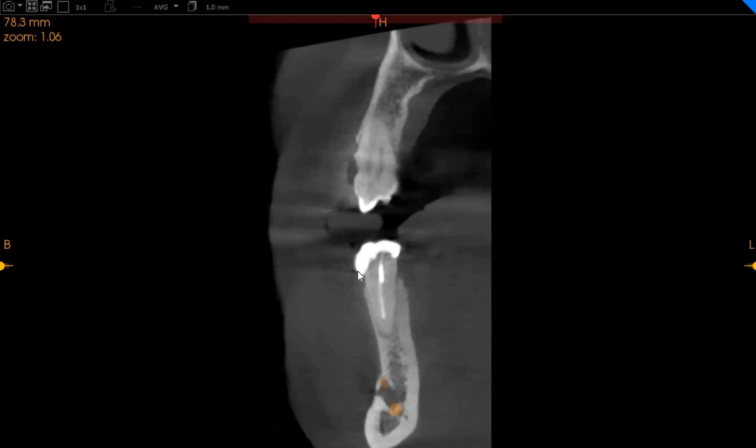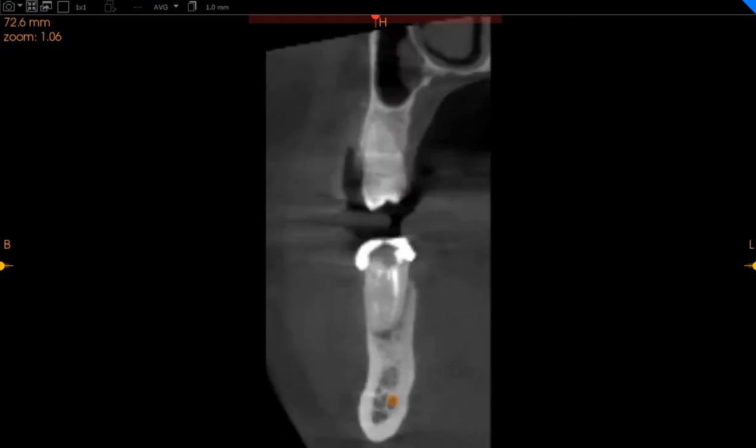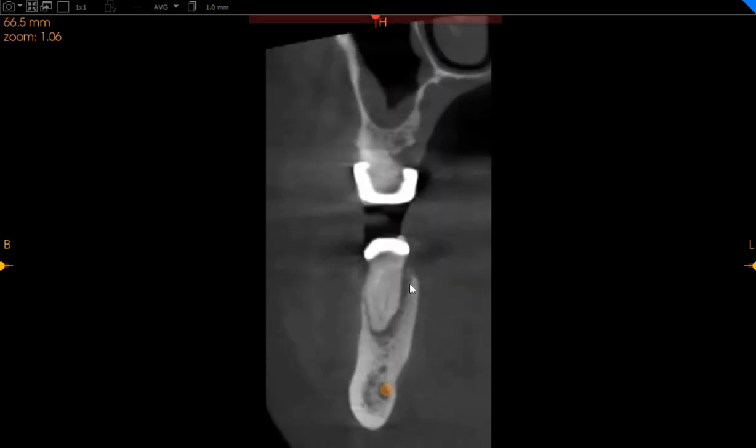Now moving to the lower right first molar. The lower right first molar is root canal treated, but has a restoration and has a poorly obturated mesiobuccal canal and a very poorly obturated mesiolingual canal. Moving to the distal canal, you can see the distal canal is also very poorly obturated. Both the canals don't seem to be containing any obturation material. There is severe bone loss around the tooth.